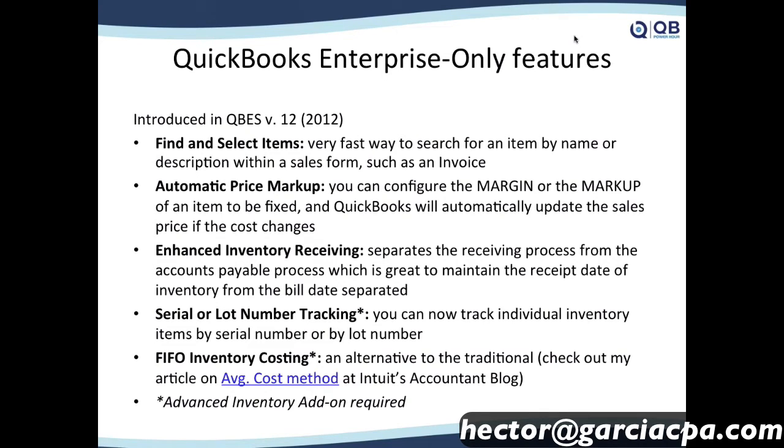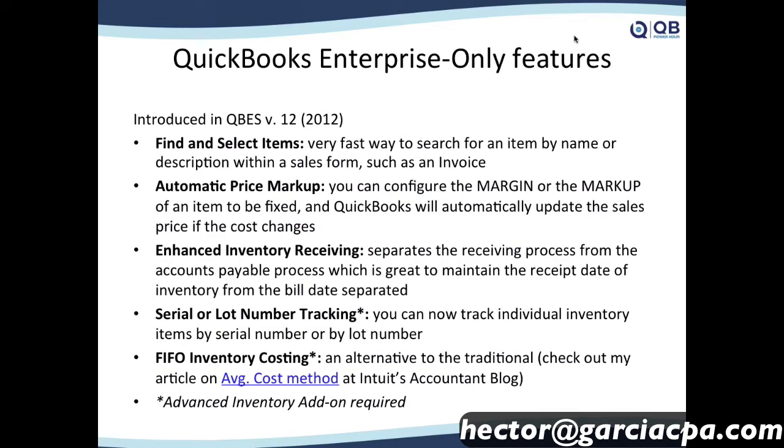Now, going back to 2012, what are the features that they added that are, in my opinion, awesome, that make QuickBooks Enterprise better than the Pro and Premier counterparts? Find and select items. That is where you can actually search within a description of a product, or a description of an item when you're selling it. The automatic price markup lets you configure margin and markup as a fixed percentage that QuickBooks will update automatically as the cost changes.